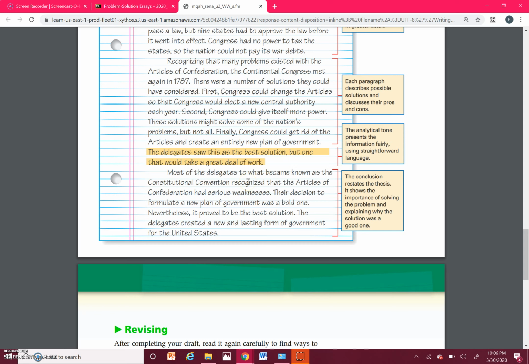Moving into the conclusion. First of all, they restate the thesis. It should summarize every conclusion, restates the problem, restates the focus, summarizes body points, and then basically tells the reader why they should care, or in this case, how they can become a part of the solution. Most of the delegates to what became known as the Constitutional Convention recognized that the Articles of Confederation had serious weaknesses. Their decision to formulate a new plan of government was a bold one. Nevertheless, it proved to be the best solution. The delegates created a new and lasting form of government for the United States.